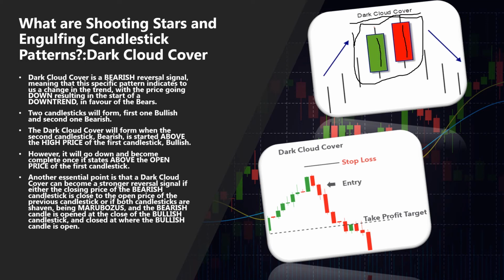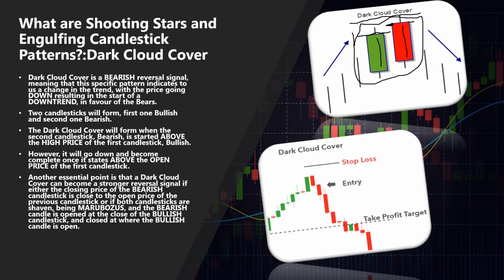Dark cloud cover is formed when the second candlestick starts above the high price of the first candlestick. Where's the high price of the first candlestick? High price is here. I'm sure you've learned this before. And the second one starts here. So that means it's higher than the high price of the first candlestick. But it goes down and finishes above the open price of the first candlestick.